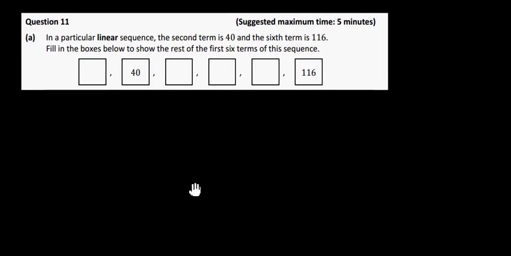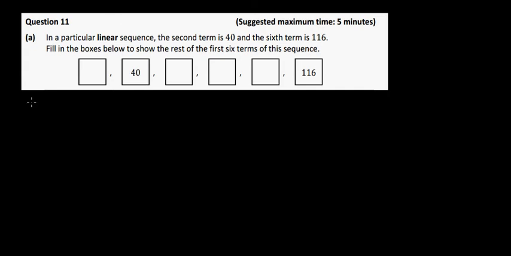Let's have a look at the second one then, question 11. So this just involves a linear sequence. The second term is 40 and the sixth term is 116. Fill in the boxes below to show the rest of the 6 terms. So we're told that this is linear. Now, you could try and guess the numbers in between here, but it might take you a little while to do it.